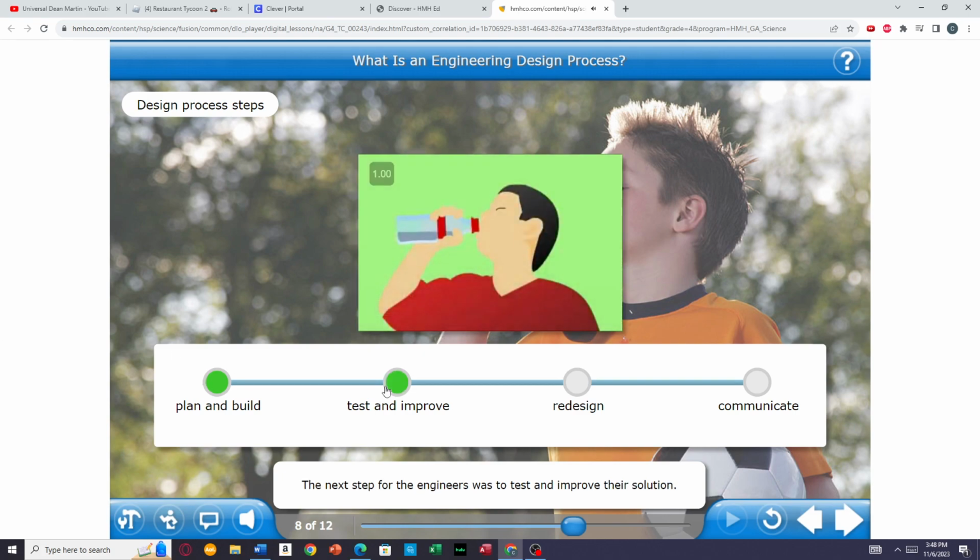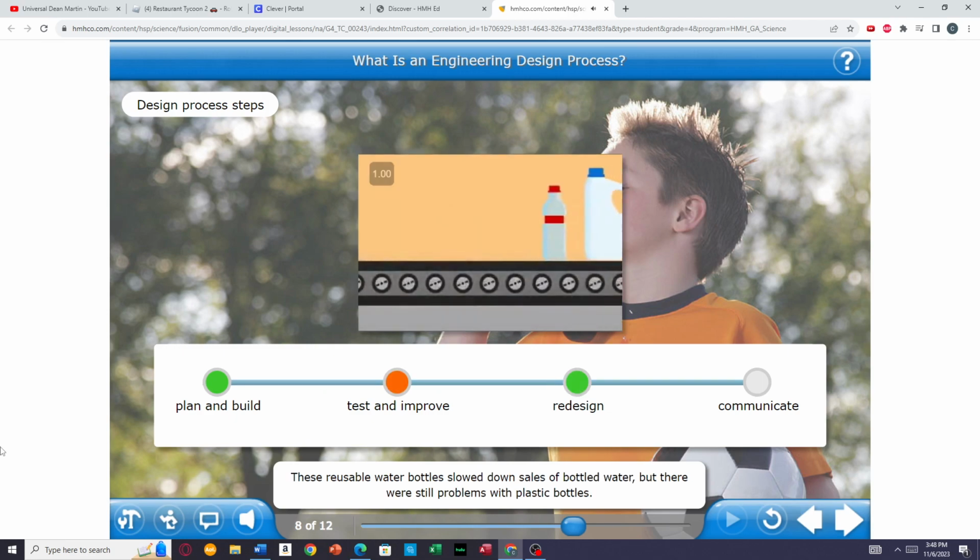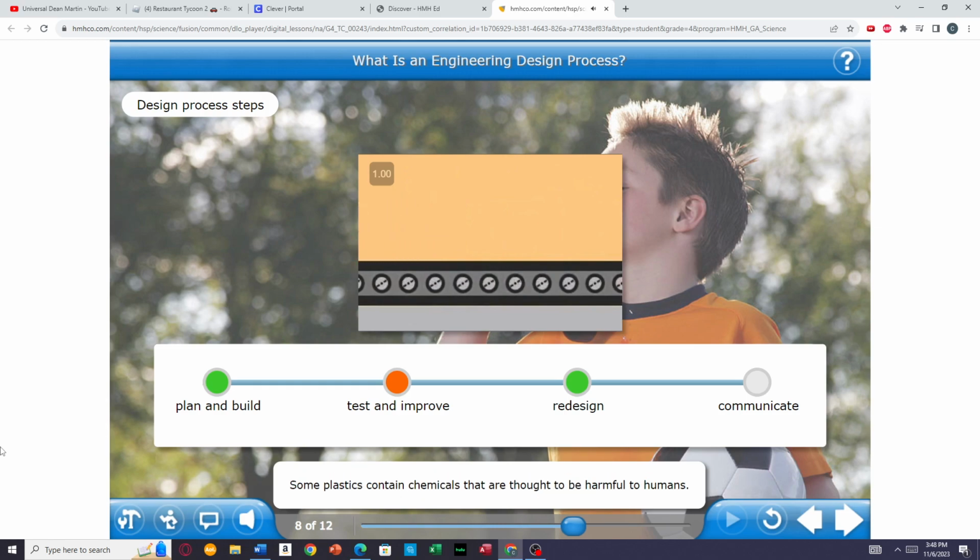The next step for the engineers was to test and improve their solution. Many people started filling their own reusable plastic water bottles, washing them, and reusing them. Engineers paid attention to ways they could improve their solution as people used these new water bottles. These reusable water bottles slowed down the sales of bottled water, but there were still problems with plastic bottles. Some plastics contain chemicals that are thought to be harmful to humans. Engineers had to redesign these bottles to make them safer.